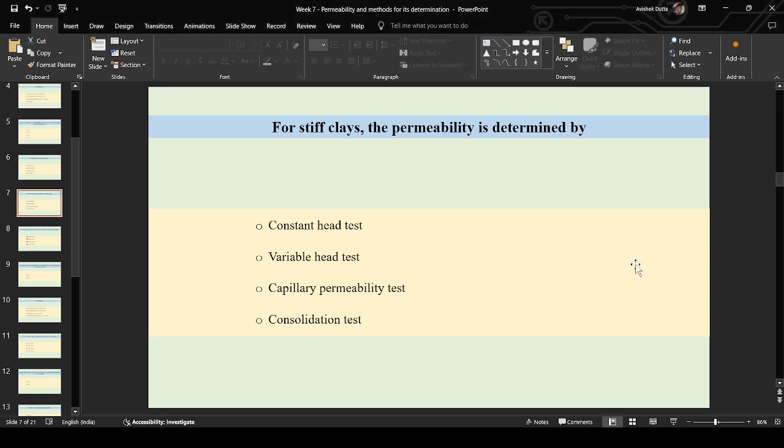For stiff clays, the permeability is determined by: the options are constant head test, variable head test, capillary permeability test, or consolidation test.